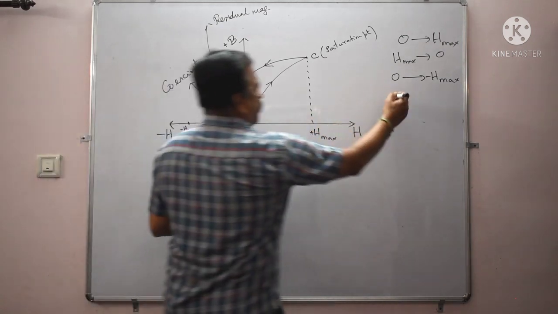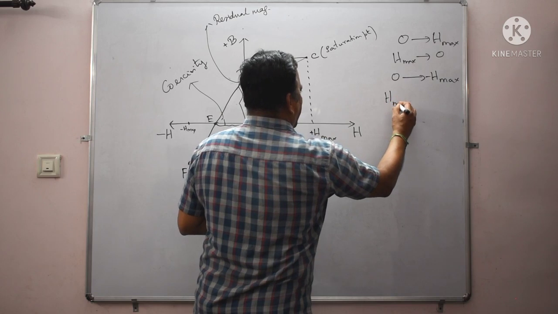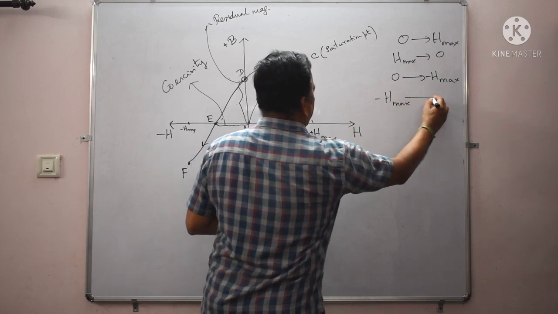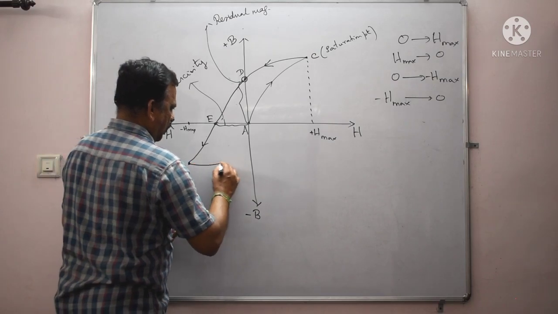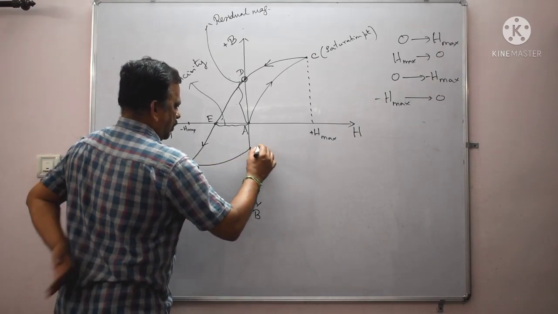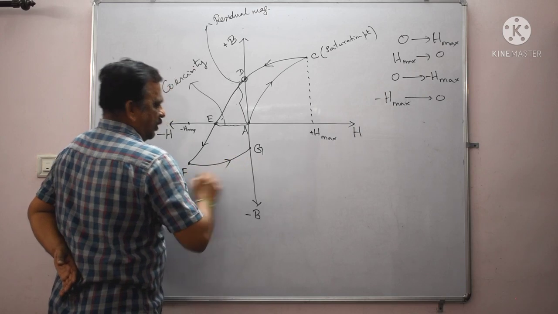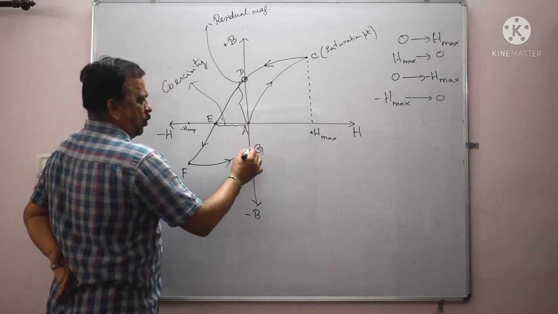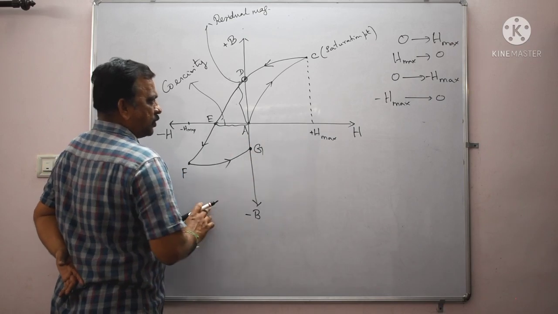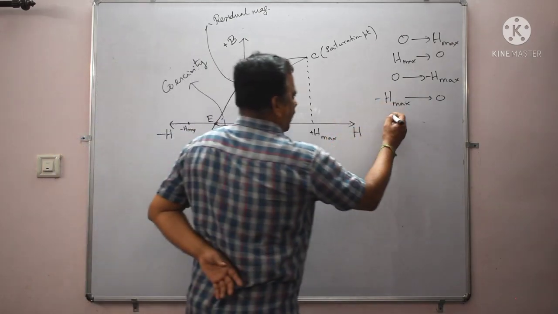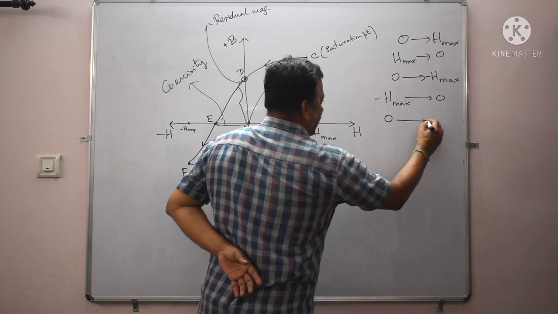Now I am going to decrease the magnetic field applied in the reverse direction up to 0. So the curve will follow this path, the path FG. So once the magnetizing field becomes 0, there will be a small magnetic field retained in the specimen, remanence.